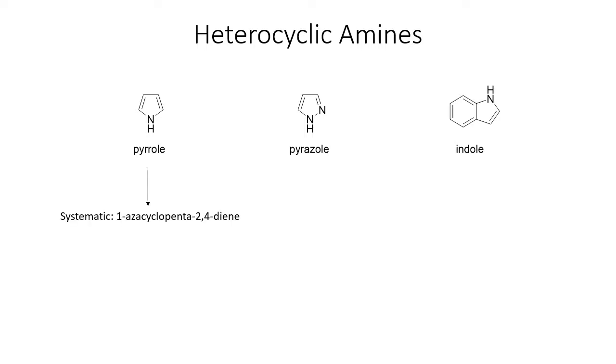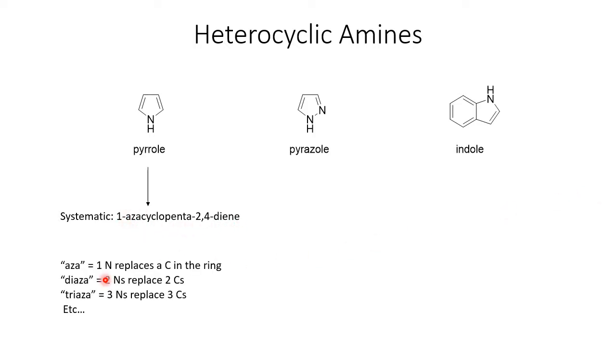So the systematic name for pyrrole is 1-azacyclopenta-2,4-diene. Now this term aza means that a nitrogen has replaced a carbon within the ring. So this 1-aza means that we've replaced the carbon number 1. So we can go ahead and actually number this, giving number 1 to the nitrogen. So this 1-aza means the nitrogen has replaced carbon number 1.